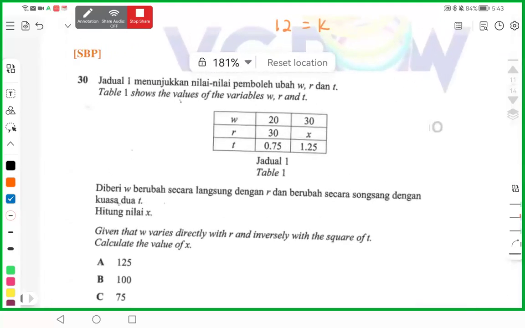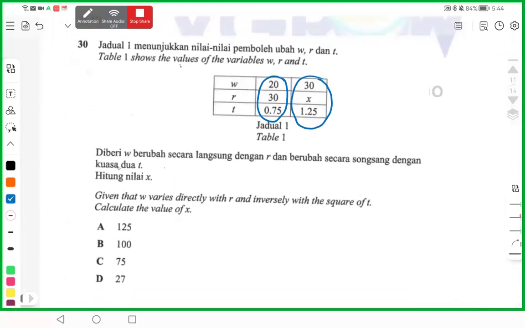When there is a table, how we read the values of the table goes by column, by column. Meaning when W is 20, R is 30, and T is 0.75. So same thing. If let's say you want to key in the calculator, okay, so now we are using a calculator. There is a button. Okay, we do one by one.